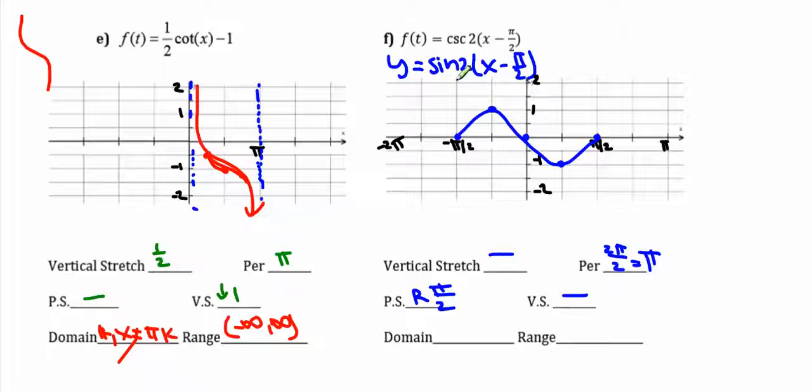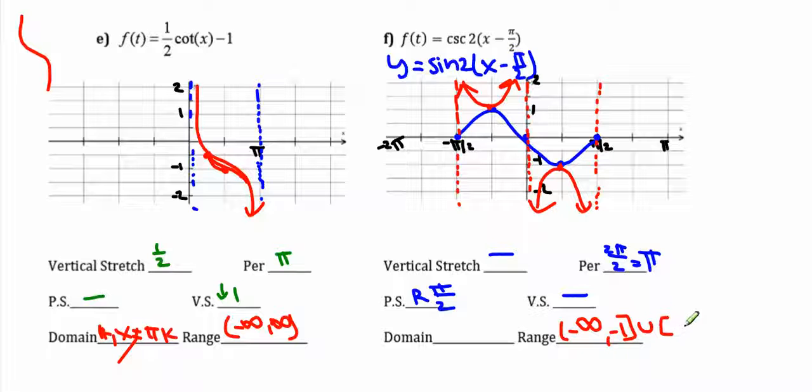Now everywhere the sine curve crosses the midline, that is where the asymptotes are going to occur. Your local maximums become your local minimums. And your local minimums become your local maximums. So my range is going to be negative infinity to -1. It includes the -1, union, picks back up at 1, and it goes to infinity.